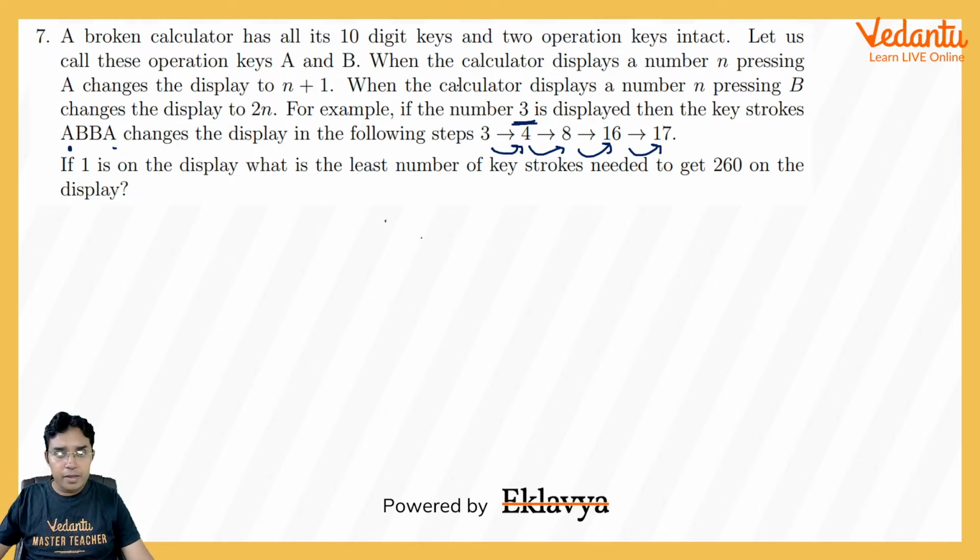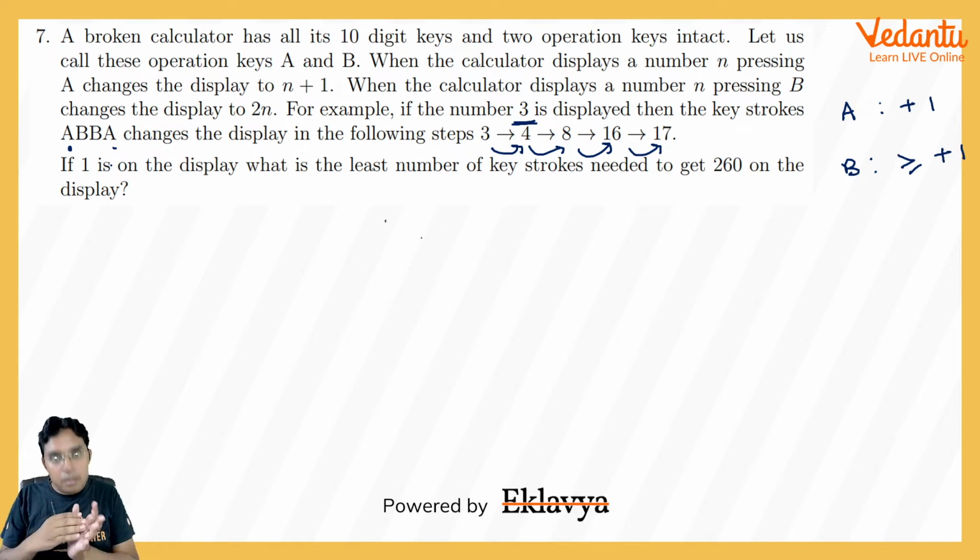Now please understand. If I want my number 1 to become 260, I want to increase it. Now you can understand that pressing A increases only by 1. But if you press B, it will increase by more than 1, or in the worst case only 1 when you are pressing it just after 1, because 1 will become 2 in 2 ways: by adding 1, or by making it double. But in other cases, B will make a big difference from my existing number to the next number.